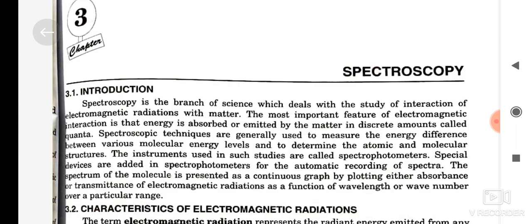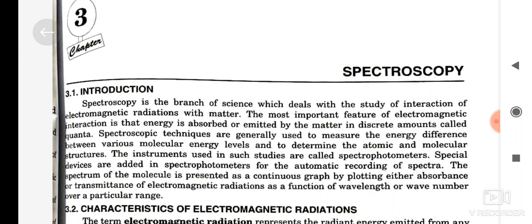The instruments used in such studies are called spectrometers. Special devices are added in spectrometers for the automatic recording of spectra. The spectrum of the molecule is presented as a continuous graph by plotting either absorbance or transmittance of electromagnetic radiation as a function of wavelength or wave number over a particular range.